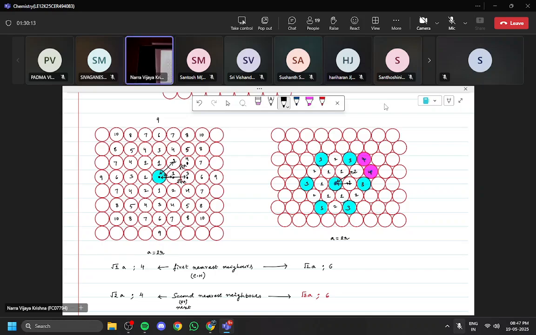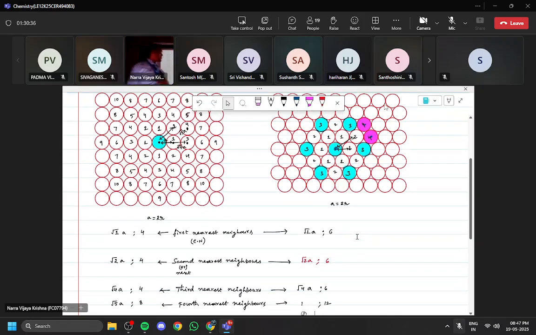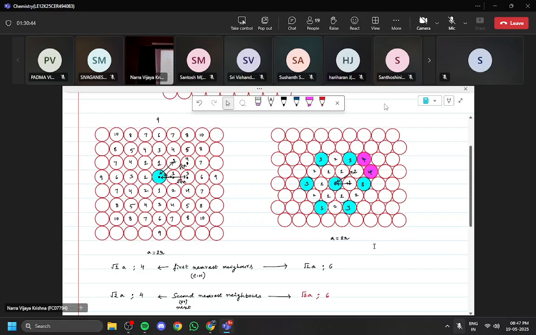How many 2s are there? 1, 2, 3, 4, 5, 6. Means how many? 12. At what distance? 2 to 5a, yeah? Okay, calculate. At what distance? Root 7a, no?